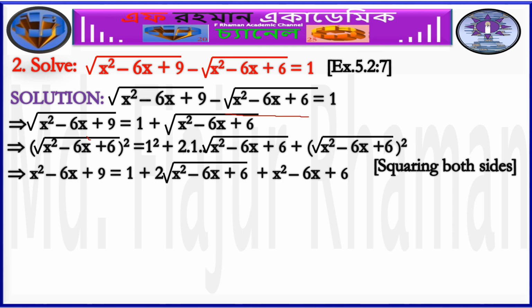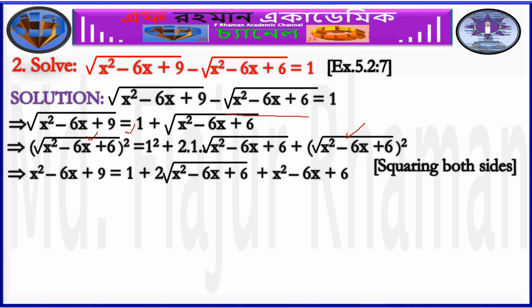Cancelling square root and 2, we get x square minus 6x plus 9. 1 square becomes 1. 2 into 1 is 2. Cancelling square root and 2, we get x square minus 6x plus 6.